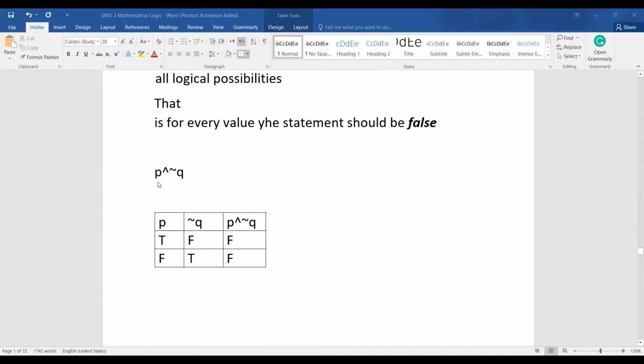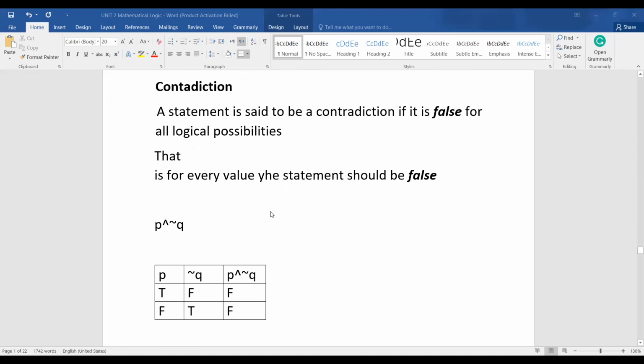Can you slow down here and please repeat? Okay, we said contradiction means a statement in which all the possible truth values are false. In the last column, all the values need to be false. Okay, we have an example: P and negation P.